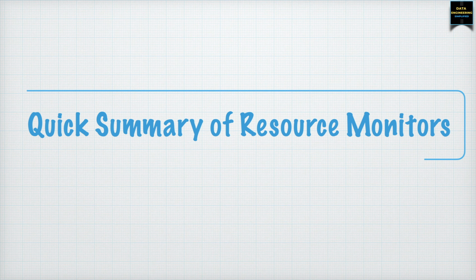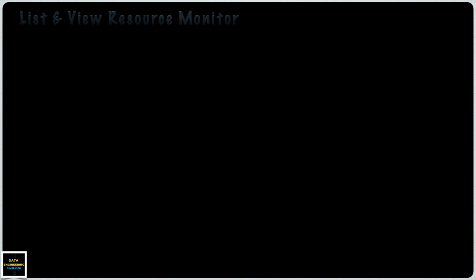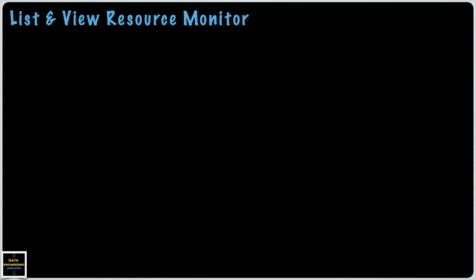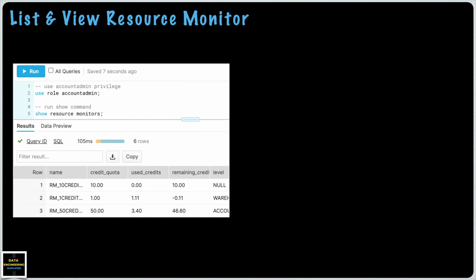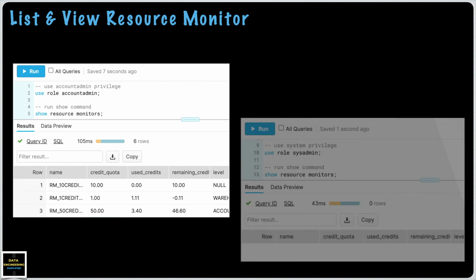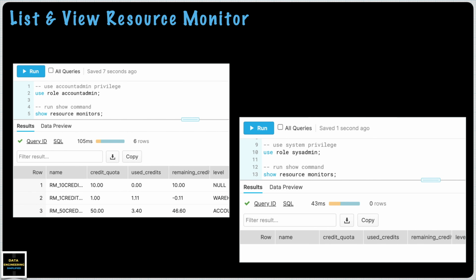So let's go through a quick summary of resource monitors. There are different ways you can list the resource monitor object in Snowflake. The simplest one is to execute the show resource monitor SQL command and it will list all the resource monitors. However, you must have a role to see the resource monitors, else this command will not return anything or will return a partial result. So if you are not able to list any resource monitor using the show resource monitor SQL command, it is very likely that your profile or role lacks the necessary privileges or your account has not yet set any resource monitor. It could be anything.